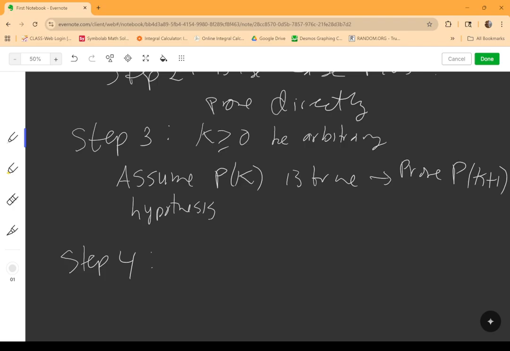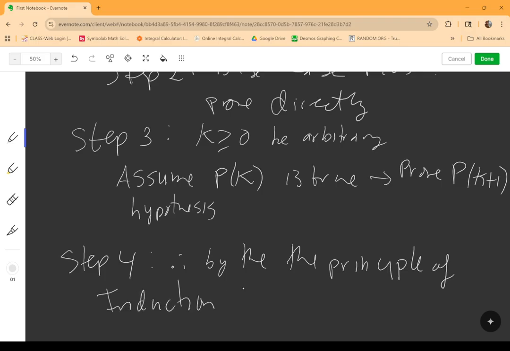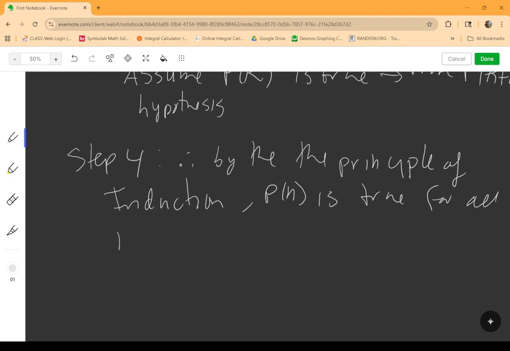When we get to step 4, you just say, therefore, by the principle of induction, P sub n is true for all n greater than or equal to 0. That's the last step, our conclusion, showing that something is true for any value of k.